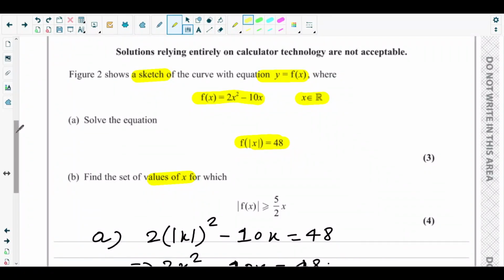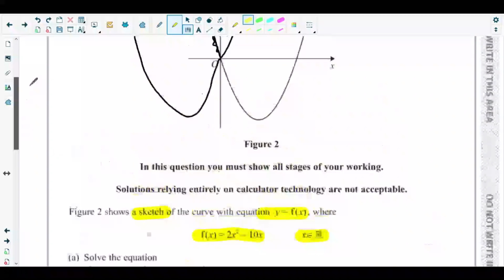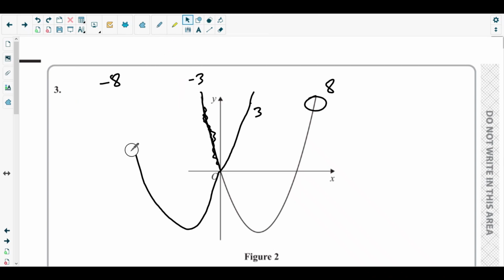Okay, so what I said earlier, always for solving modulus inequality or equation, always consider the what? Sketch. F of x whole modulus now. At first let me erase these stuffs from the sketch. So we need to sketch f of x whole modulus.